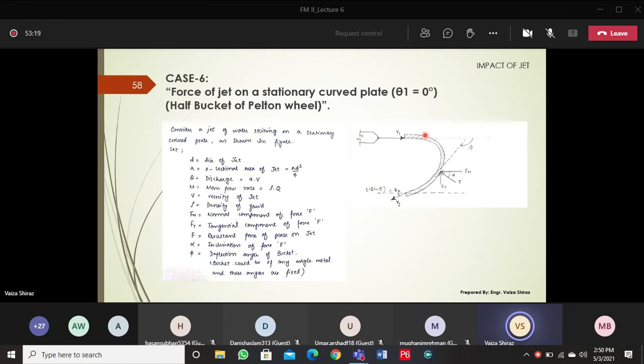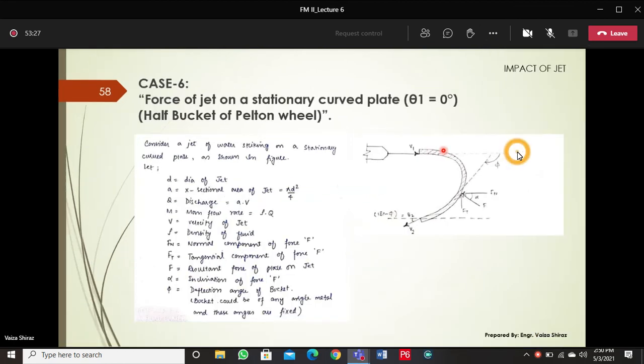Now, this bucket, what is it similar to? If you have an idea of the bucket of the Pelton wheel, your bucket has a splitter in the middle. Your jet will strike on that splitter and it will split. Consider this surface, where you have the angle θ1 as 0, as a splitter. This is the half part of that bucket of the Pelton wheel and the remaining is the upper part. So this particular bucket which we are considering is similar to the half bucket of the Pelton wheel in shape, but it is stationary.